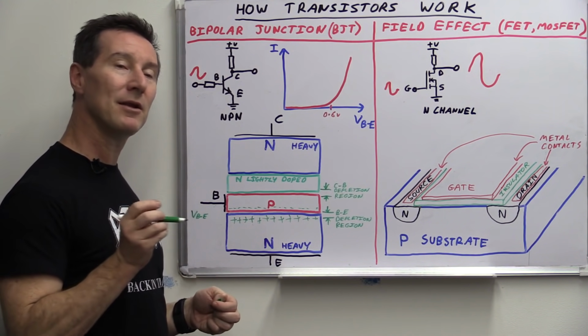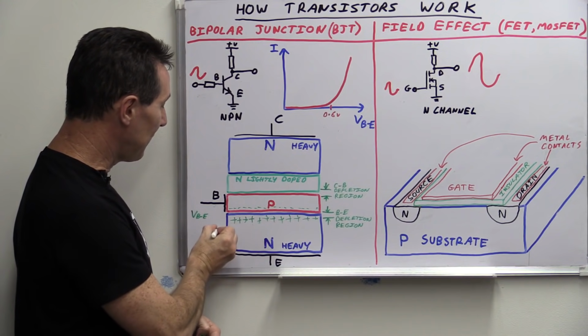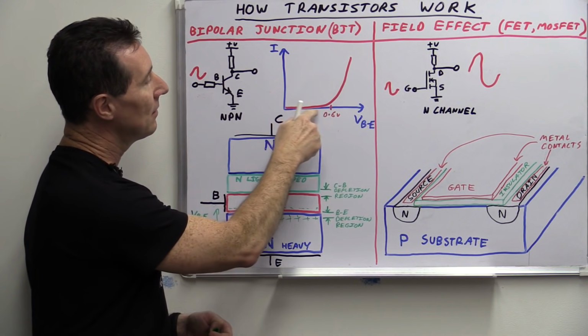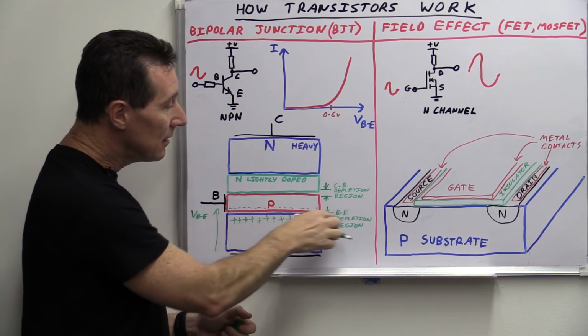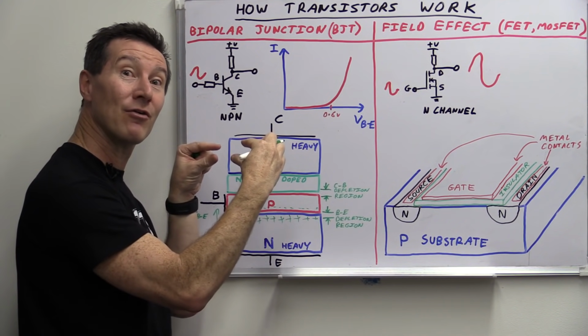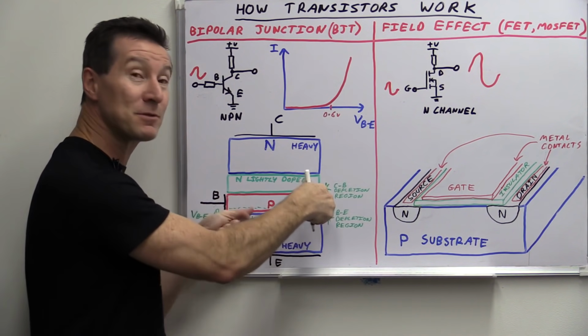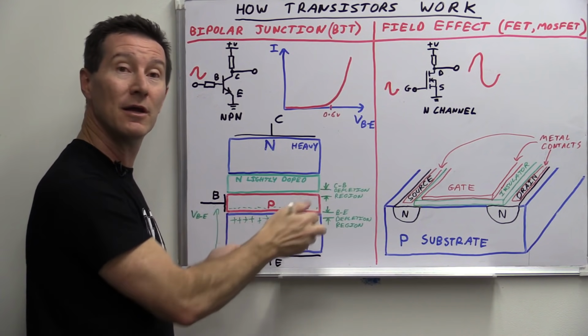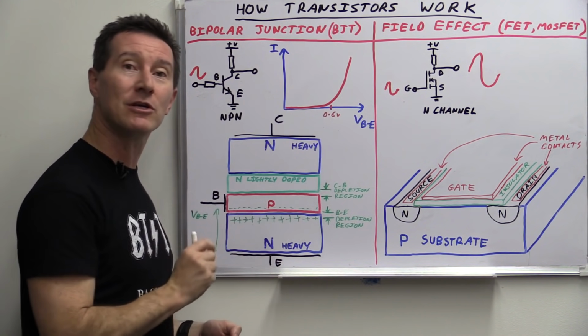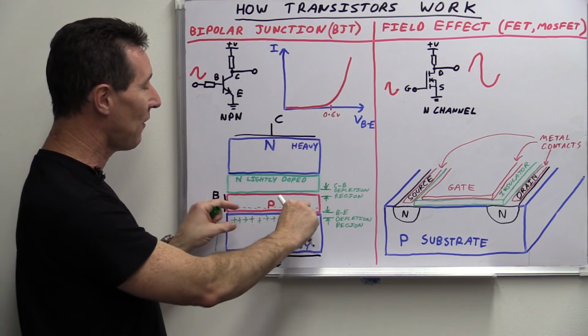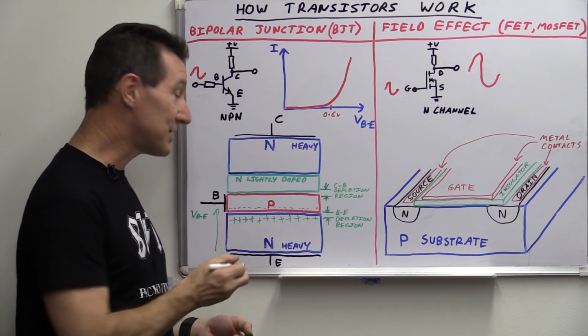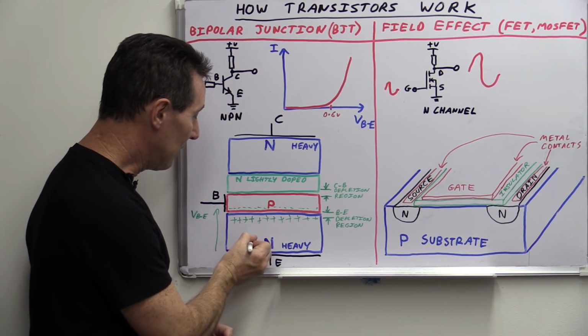So as the base emitter voltage rises like this and goes up like this, the depletion region in here gets narrower and narrower and narrower until it overcomes the threshold voltage here. Once it gets to 0.6 volts, then it flips back. Then we can start getting our electron flow.